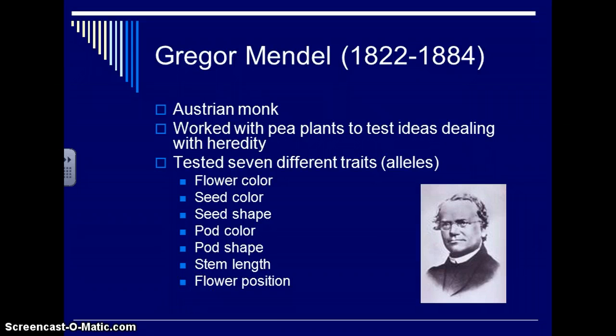So to start out with, we have a man named Gregor Mendel. He was an Austrian monk, and he worked with pea plants to try to test different ideas of how heredity worked. He tested several different traits within his studies, and those traits we now call alleles. He studied flower color, seed shape, pod shape, stem length, and flower position.